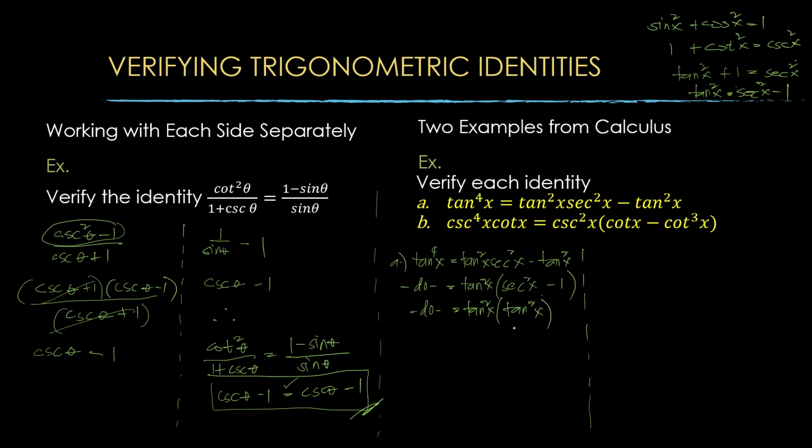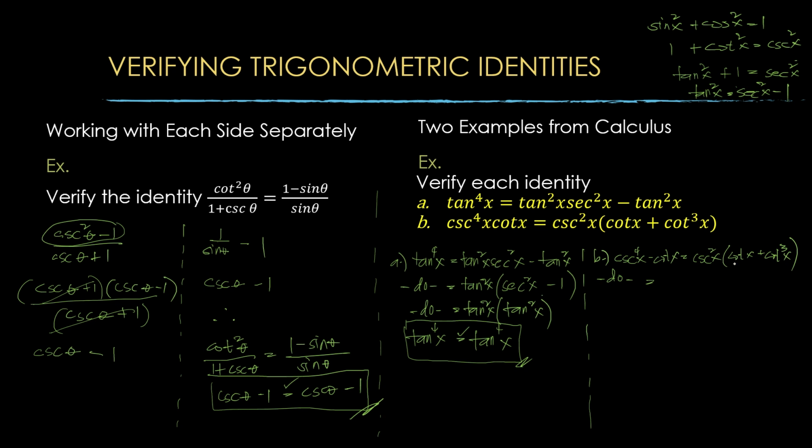Okay, if I multiply those two, I will have ultimately tangent of x raised to the fourth power, which is actually equal to this one. They are indeed equal. For letter B naman, the idea is basically the same. So we have the cosecant of x raised to the fourth power multiplied by the cotangent of x. That is equal to the cosecant of x squared multiplied by the cotangent of x plus the cotangent of x raised to the third power. I'll write it so for simplicity.